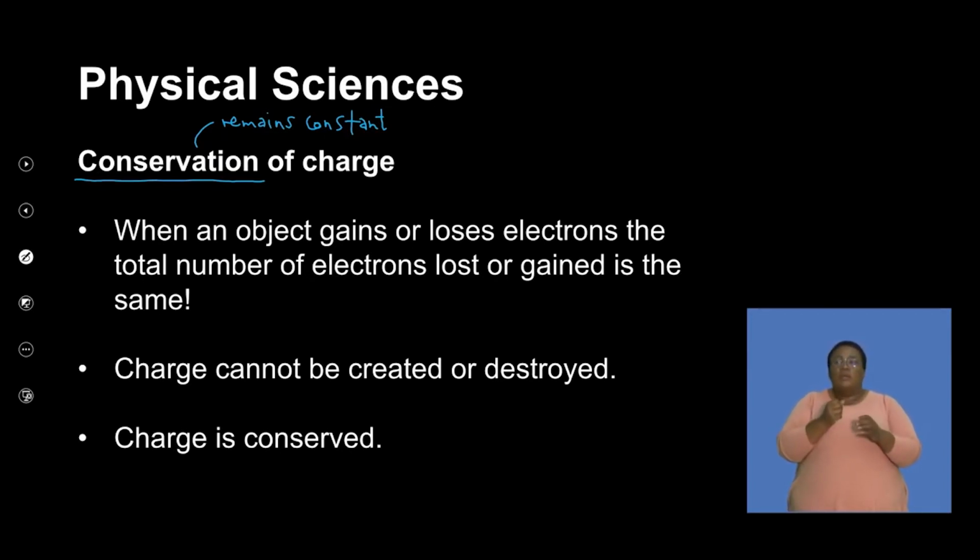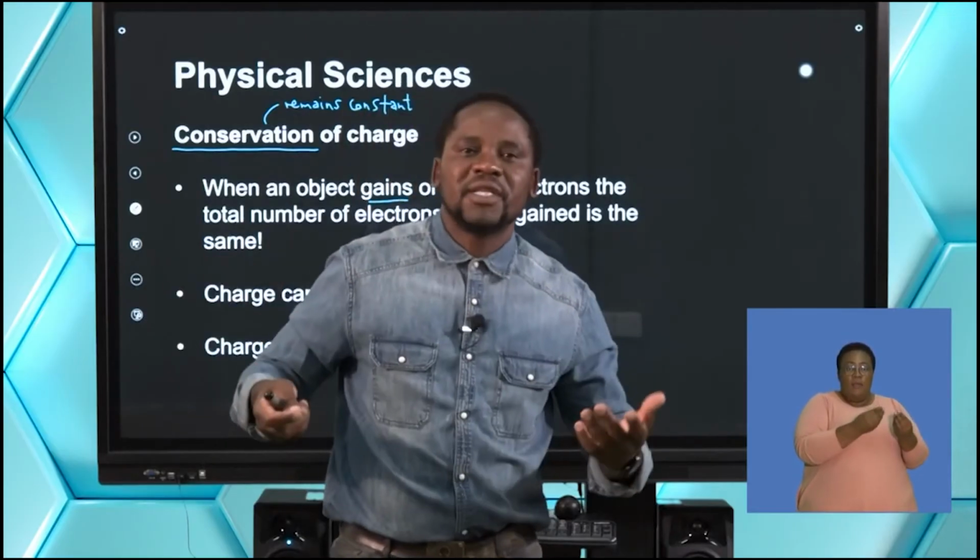Okay, so when an object gains or loses, this is one of the two possibilities. We do not have both of them at the same time. There is gain when you add electrons, or there is loss when you remove electrons. So the total number of electrons gained is the same. This is what this statement suggests.